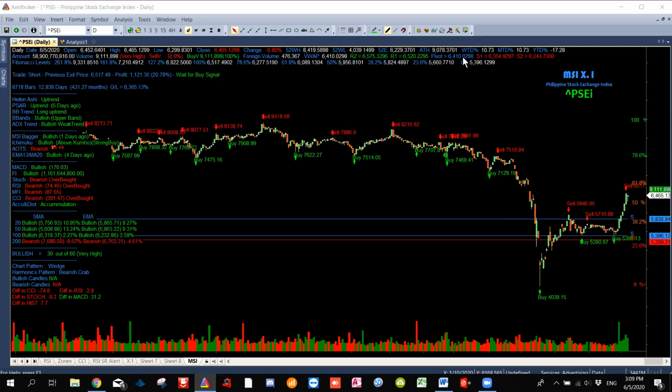Next one, we have the WTD percentage, that's week to date. MTD is month to date, and YTD is year to date. So, ito naman gives you the percentage ng gain or loss ng certain company or certain stock within that week, within a month, or within the year.